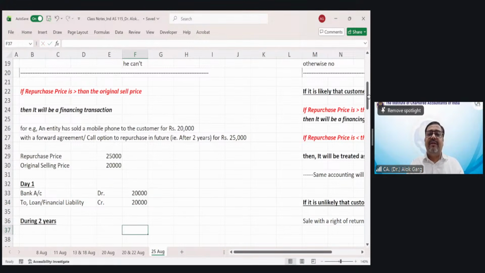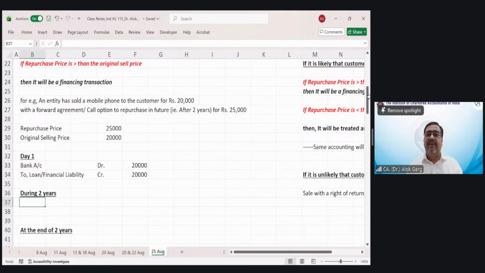What is the accounting entry during the 2 years? The difference between 20 and 25, interest cost, is required to be charged over a period of 2 years. Interest cost account debit to loan or financial liability credit. What amount? 5,000, the difference between 25 and 20. This 5,000 rupee is just like an interest.